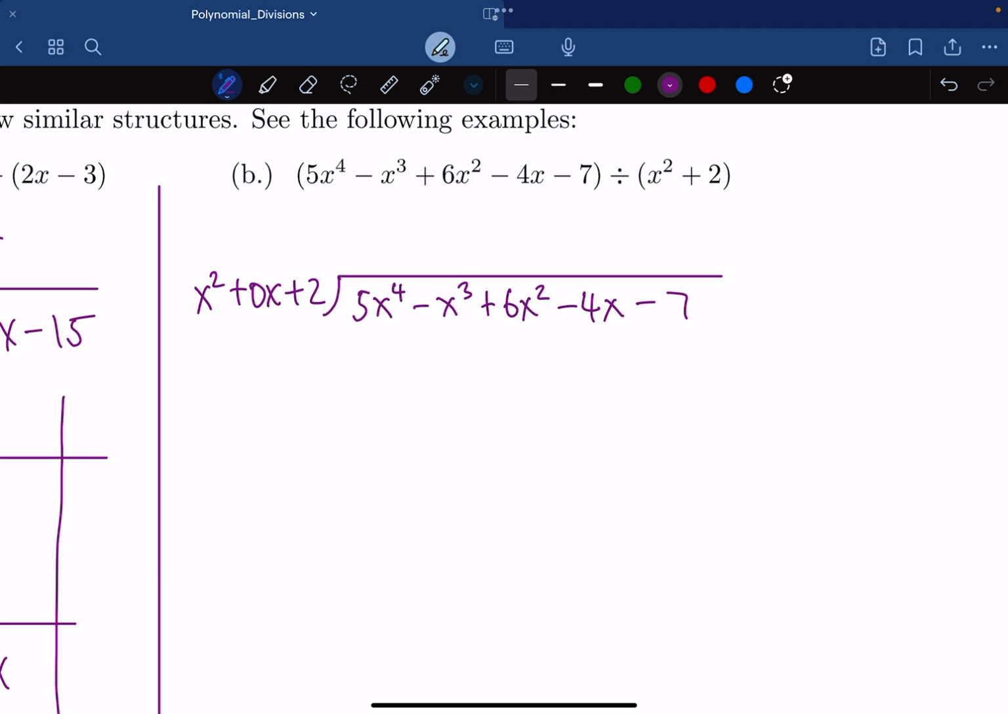So here we go. We focus on the first term. Okay. I see that I need a 5x squared.